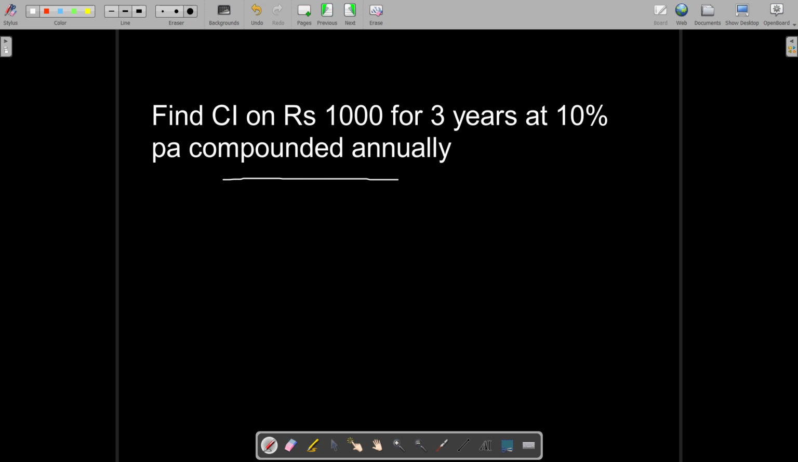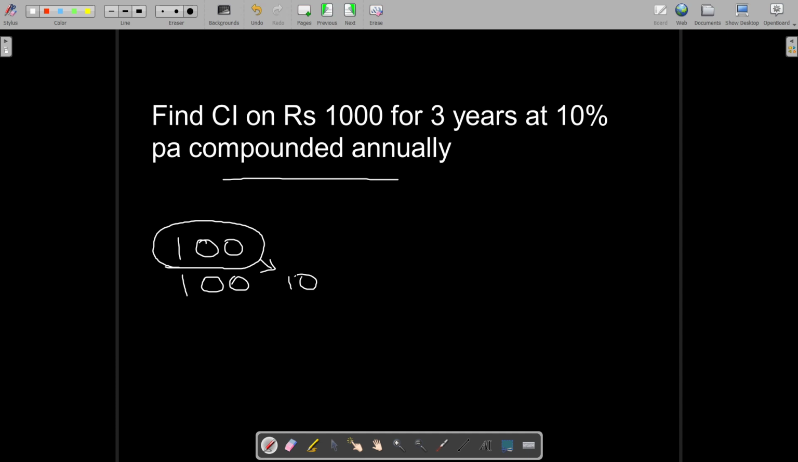So for the first year SI and CI is the same. For the first year, 10% of ₹1000 is ₹100. You get ₹100 as interest for the first year. For the second year you will get 10% of the principal as interest. Since it is compound interest, you will get an interest on the previous interest for the second year. So 10% of this ₹100 will give you an additional ₹10 as interest for the second year.